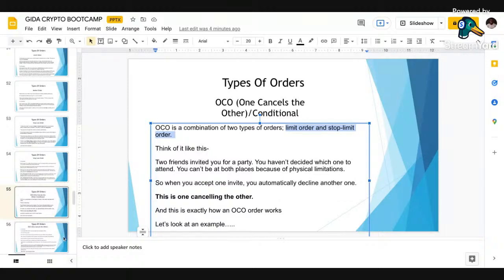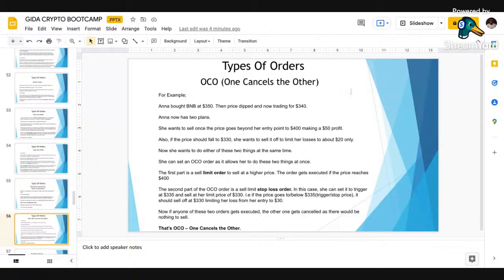Now let's look at an example. For example, Anna bought BNB at $350. Let's use a lady, Anna. Now, the price of BNB dipped from the 350 that she bought it at, and it is now trading for 340. Now, this girl Anna has two plans. What are the two plans that Anna has?